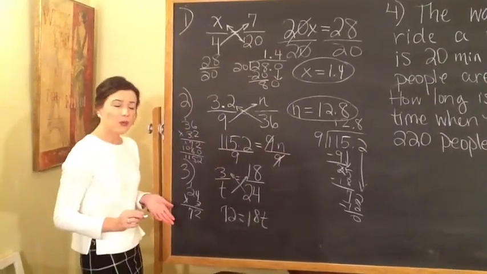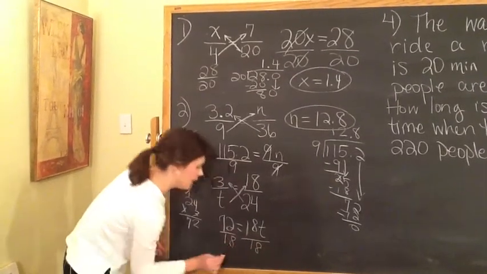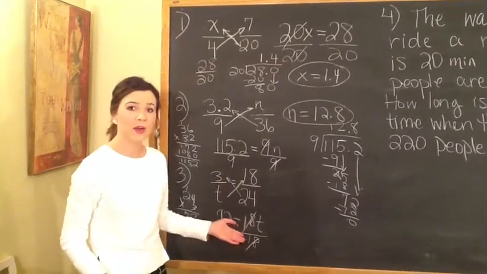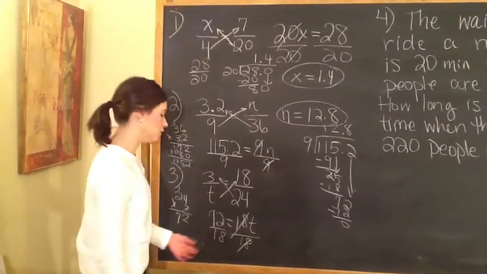So now we need to solve for t. So we're going to divide by 18 on both sides. And that's going to cancel this out. Remember, we're dividing because 18 times t, we want to undo it. So we're going to divide by 18, which is the inverse operation of multiplication.